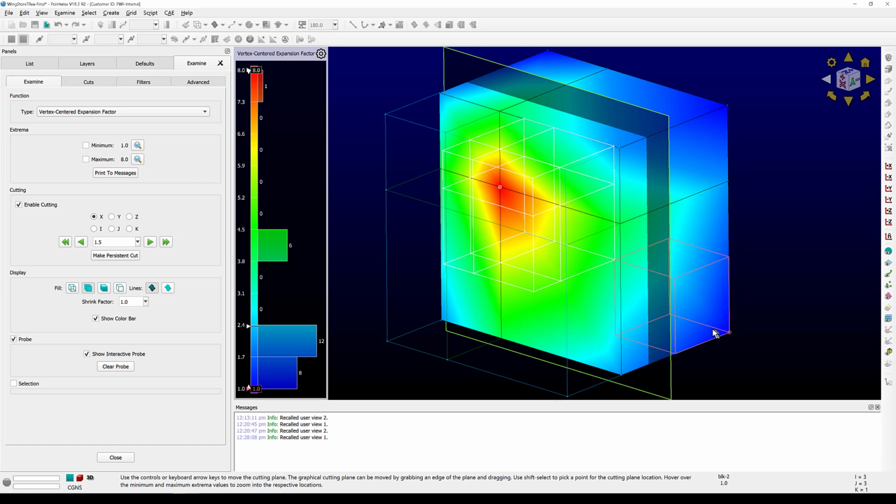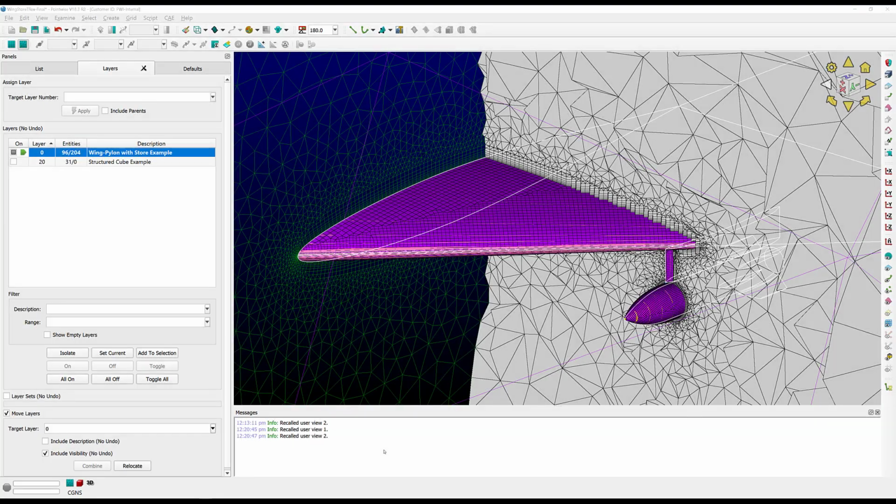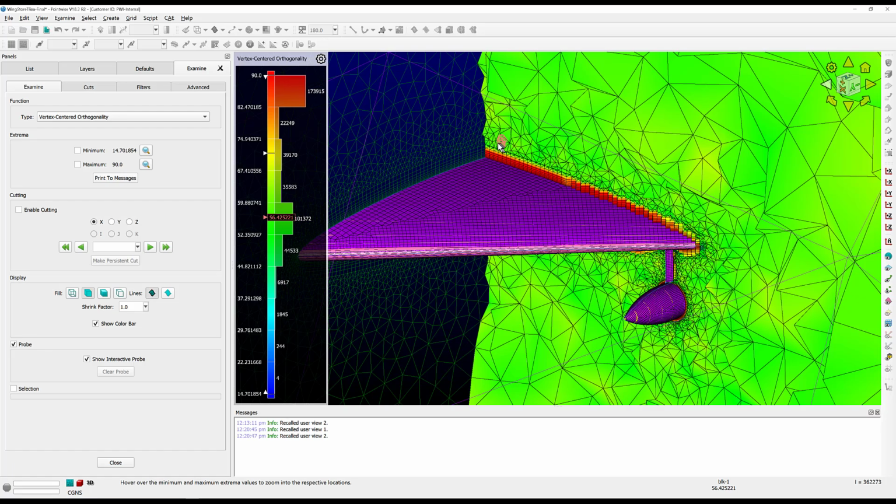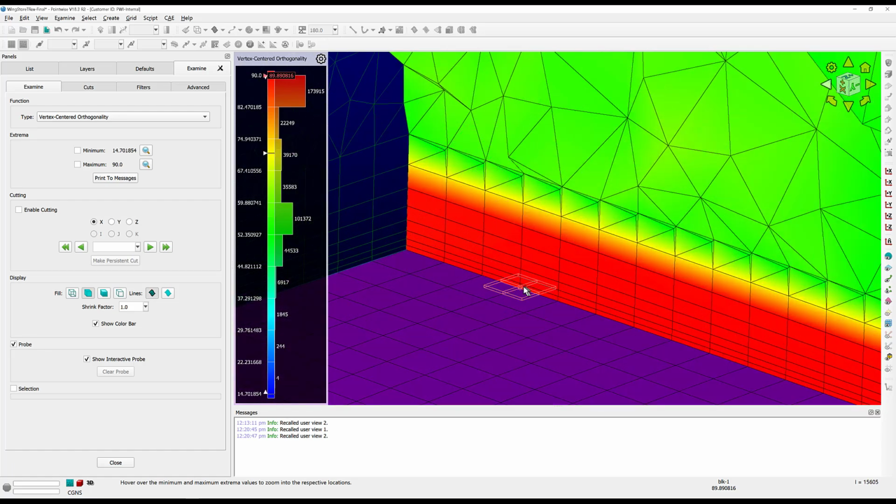Let's take a look at a more realistic example for vertex-centered orthogonality. Here we have the final mesh for the Wing Power Star-CCM tutorial. So if we select the block and go to Examine Vertex-Centered Orthogonality, we can see that within the TRX portion of this mesh, it is very close to 90 degrees, which is good and what we expect. And then as we get to the isotropic portion, it drops off to around 60 degrees. Also, the shape of the control volume gets significantly more complex in the isotropic region.